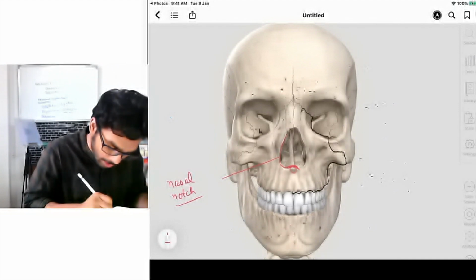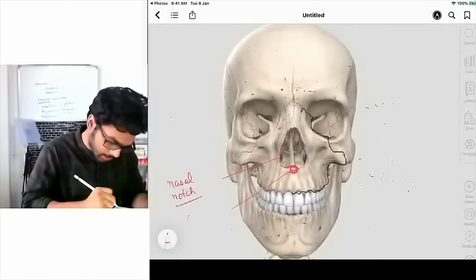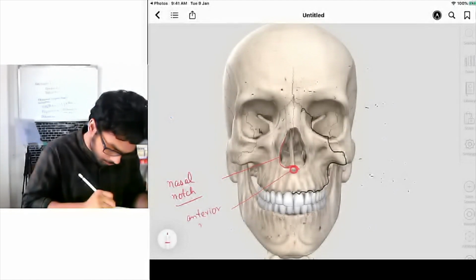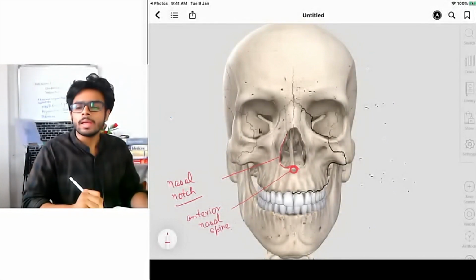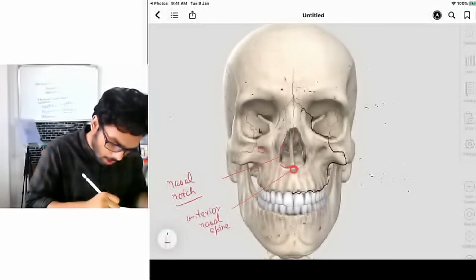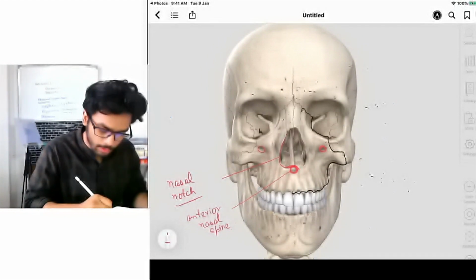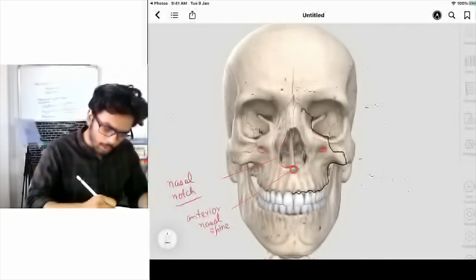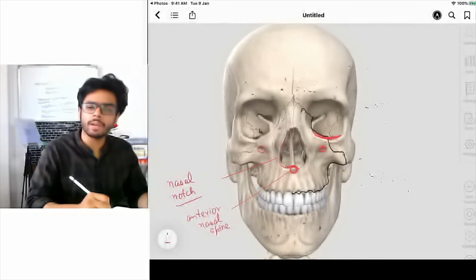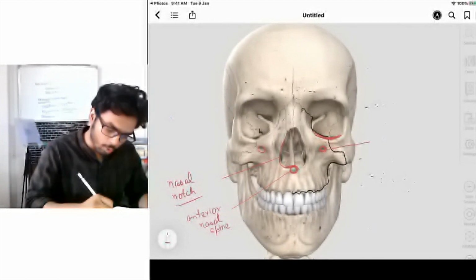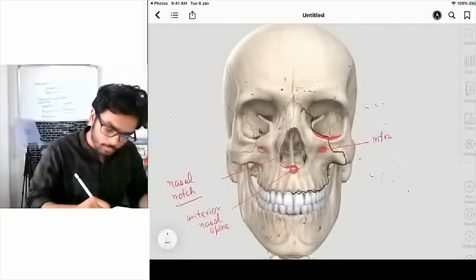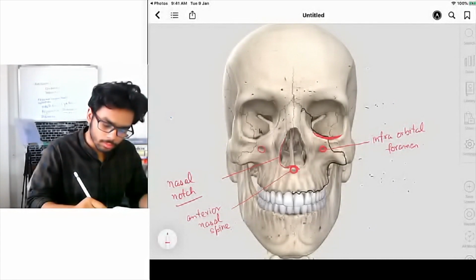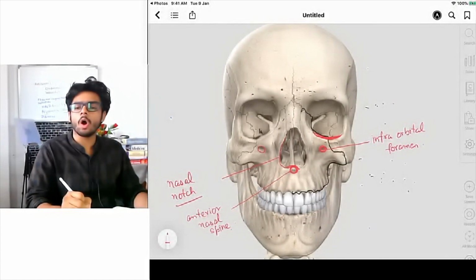Here you have anterior nasal spine. This is anterior nasal spine. Am I clear? And we have the infraorbital foramen on both sides of the maxilla. This is infraorbital foramen, which is 1 centimeter below this margin. Which margin? Infraorbital margin. This is known as infraorbital foramen.